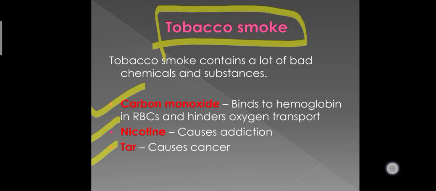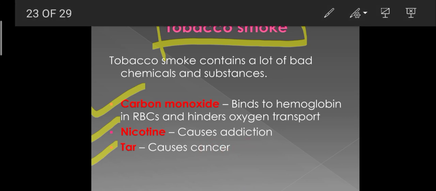Carbon monoxide is harmful for the body because it binds to the hemoglobin in red blood cells. Then it hinders the oxygen transport. Nicotine causes addiction, and tar causes cancer. So if a person is smoking tobacco, oxygen transport is prevented in his body. Tobacco smoke also causes addiction and there is also a risk of developing cancer in a person who is smoking tobacco.